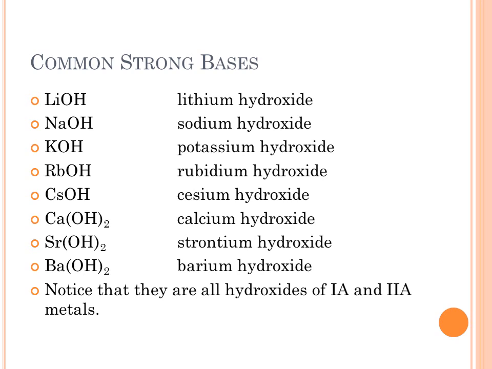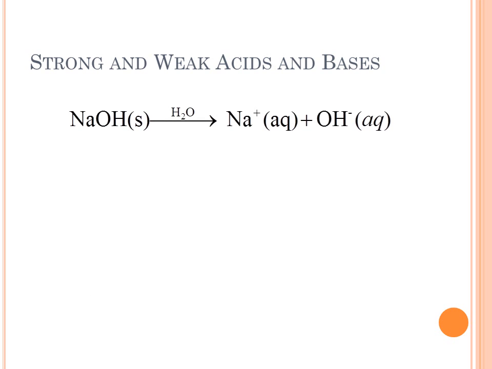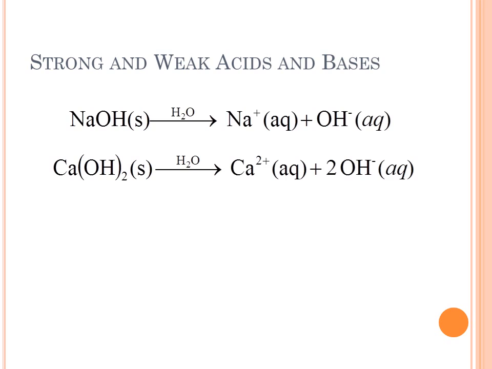Then you've got calcium, strontium, and barium hydroxide. Notice 2 hydroxides on each of those. I will say that the calcium, strontium, and barium hydroxides are not extremely soluble, although to the extent to which they're soluble, they behave as a strong base. So for example, sodium hydroxide in water forms sodium ion and hydroxide ion, as we mentioned before. Calcium hydroxide forms the calcium ion and 2 hydroxide ions. Again, note the stoichiometry, as we mentioned before.